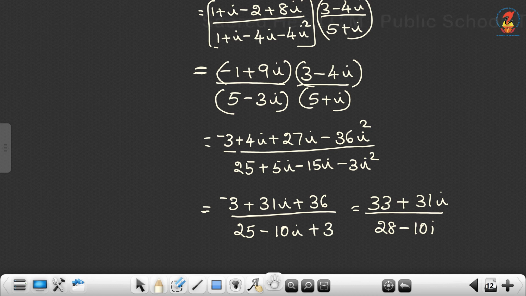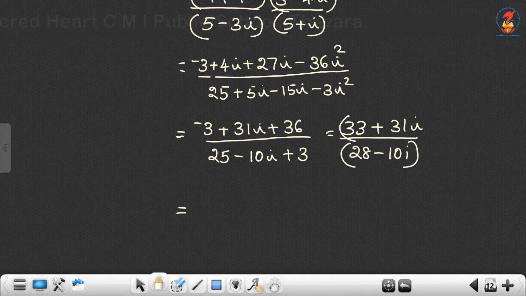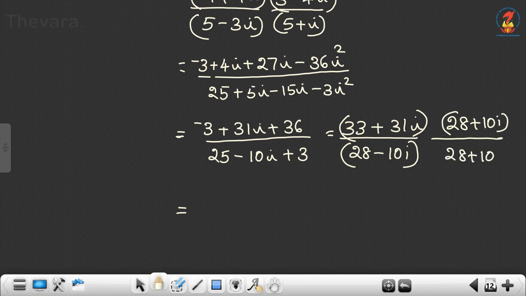Now the denominator is an imaginary number. We have to rationalize. So multiply by this. You have to multiply by the conjugate. What is the conjugate? 28 plus 10i. Yeah, 28 plus 10i.